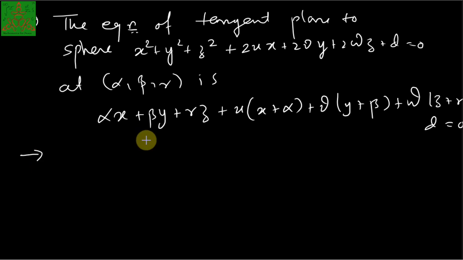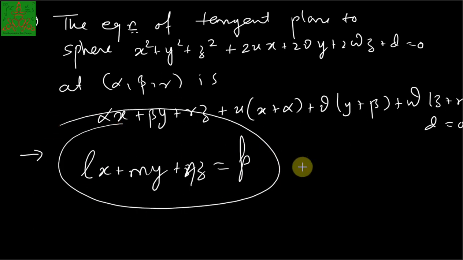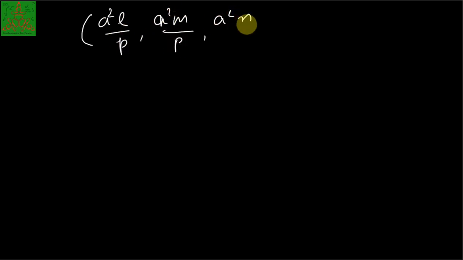The next result we would like to discuss is this: if you are given the equation of a plane lx plus my plus nz equal to p, what is the condition that this plane touches the sphere x square plus y square plus z square equal to a square? If this plane touches this sphere, then the condition is p equal to plus or minus a into square root of l square plus m square plus n square. In that case, the point of intersection can be calculated as a square l upon p, a square m upon p, a square n upon p. This is the point of intersection.